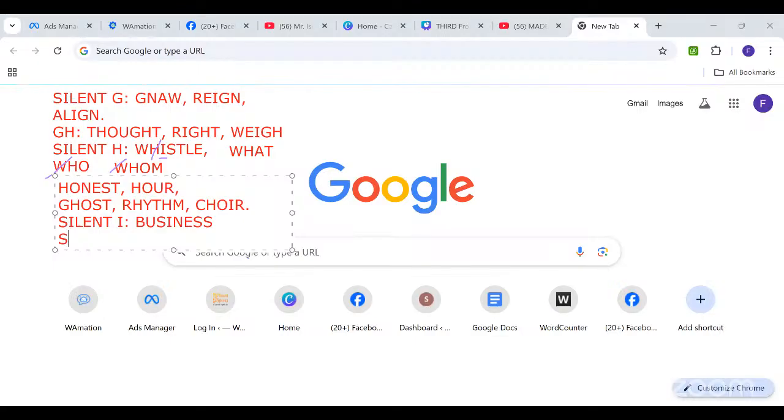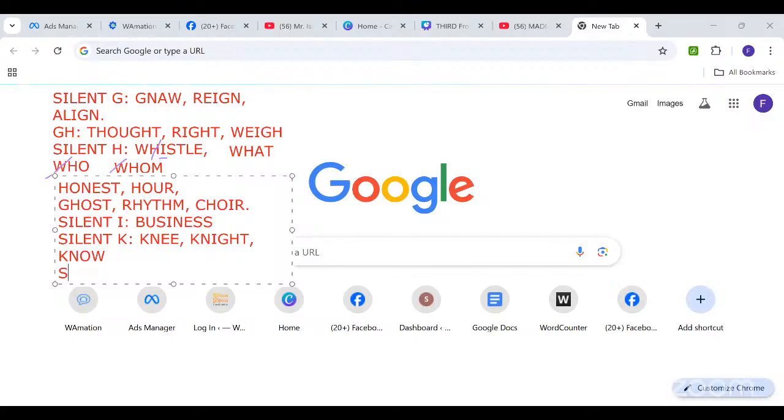Then silent K. Silent K is usually silent after letter N, like in the word knee, night, no, etc. So when we have letter K and then we have letter N beside it, letter K will become silent.